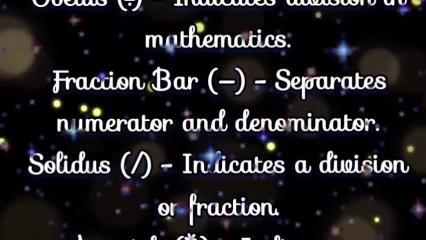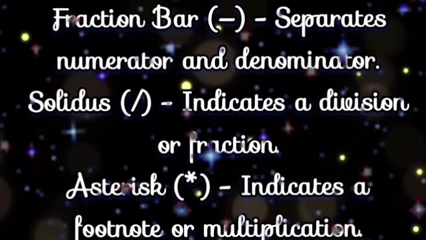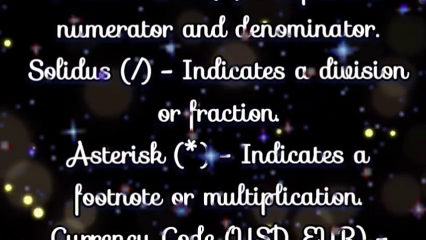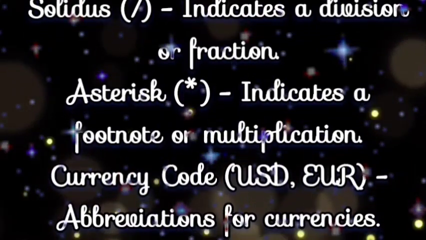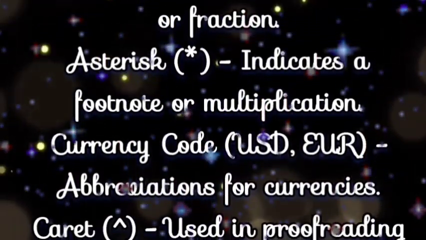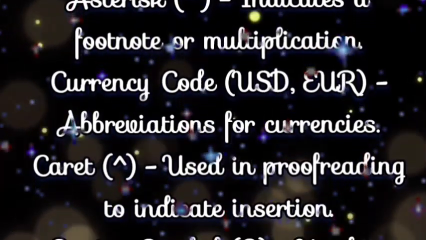Obelus indicates division in mathematics. Fraction bar separates numerators and denominators. Solidus indicates the division of a fraction. Asterisk indicates a footnote or multiplication. Currency code is an abbreviation for currencies. Caret is used in proofreading to indicate insertion.